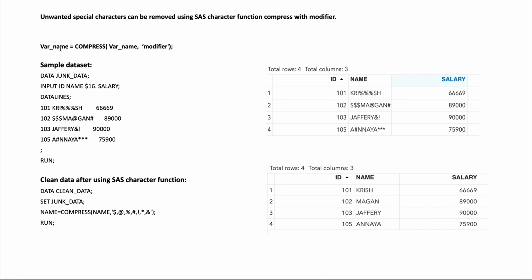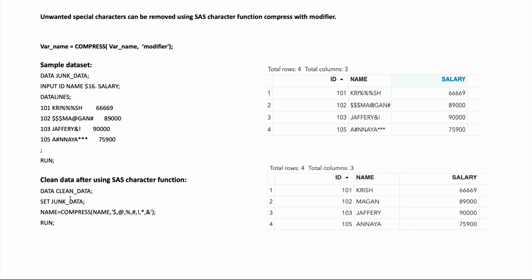The syntax is given here. Variable name equals COMPRESS variable name with modifier. In the modifier, we have to include the possible special characters. A sample dataset is given. Dataset name, junk data, input ID, name and salary. It has 3 variables and 4 rows. When we run the first set of code, the result is exactly the same as shown on the right side of the window. This first table represents the result, which has 3 variables and 4 rows. In the name field, some special characters are attached to the name. That's why this dataset is not clean.